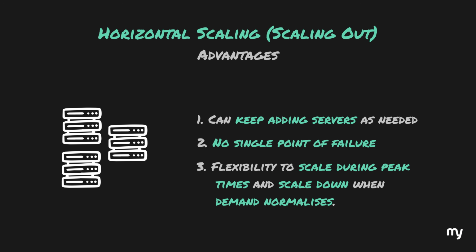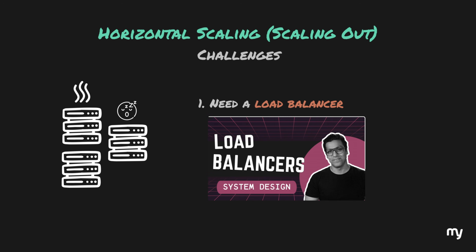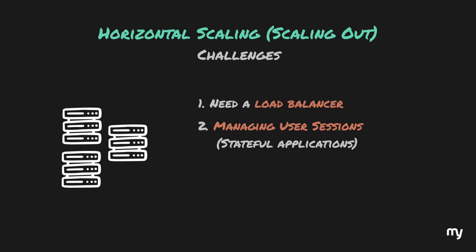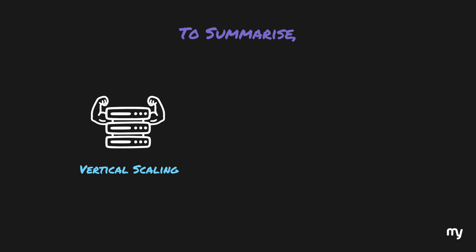From the looks of it, horizontal scaling sounds better than vertical scaling, but this approach also has its own challenges. With multiple servers, you need a load balancer to evenly distribute incoming traffic. Without it, some servers might be overwhelmed while others remain underutilized. If you're curious about how load balancers work, check out my other video on load balancers. Another challenge is managing user sessions across multiple servers. If a user logs in on one server, how do you ensure their session persists if the next request is routed to another server?